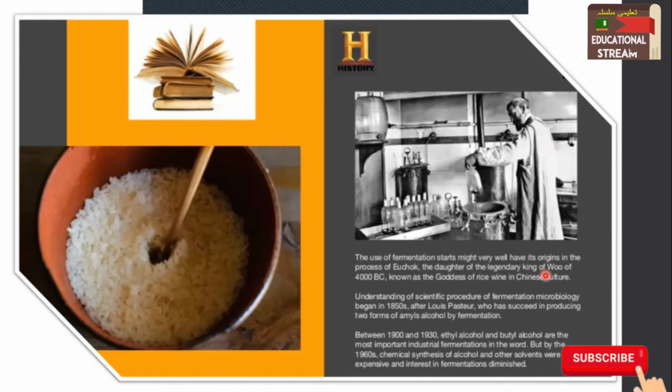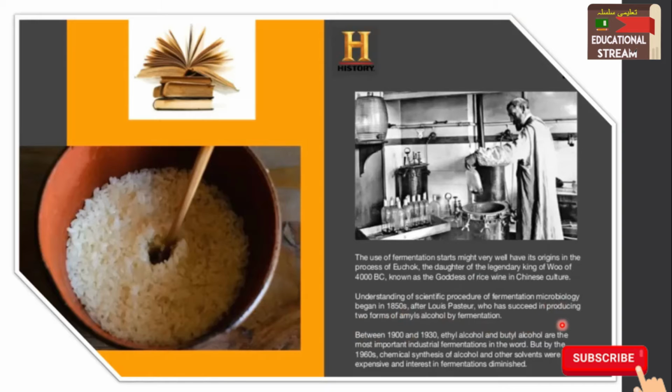But there is no scientific background with this fermentation. This was a process just to synthesize wine, but they didn't know at that time that microbiology and biochemistry were involved. The understanding of the scientific procedure of fermentation microbiology began in the 1850s when Louis Pasteur succeeded in producing two forms of amyl alcohol by fermentation. After Louis Pasteur identified bacteria and protozoa, he kept on doing his research, and ultimately he was able to produce amyl alcohol by fermentation.